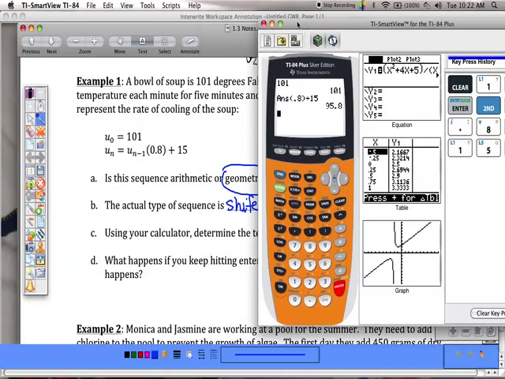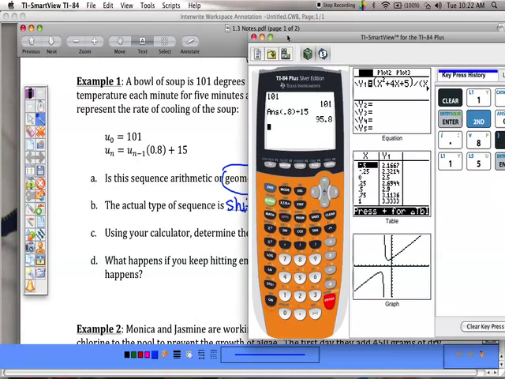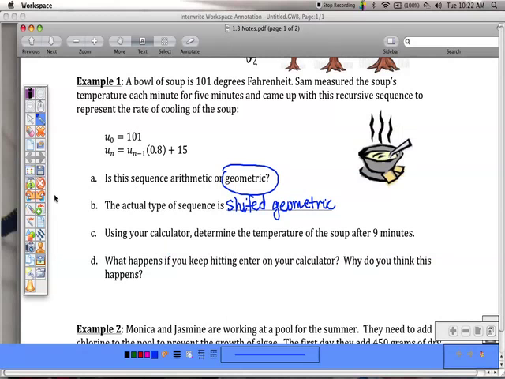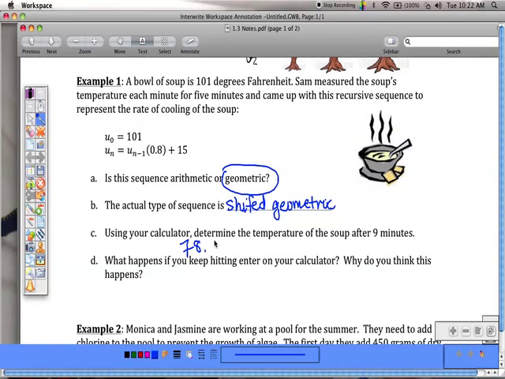And it says using your calculator to determine the temperature after 9 minutes. So there's 1 minute, 2, 3, 4, 5, 6, 7, 8, 9. So after 9 minutes, the temperature is about 78.5 degrees. Let's make this right here. 78.5 degrees, about. What happens if you keep hitting enter on your calculator?